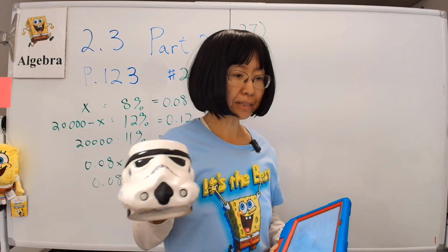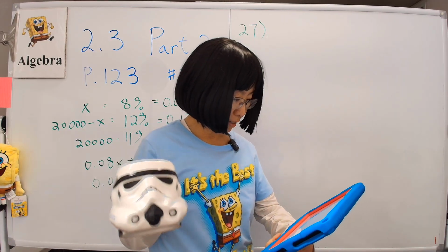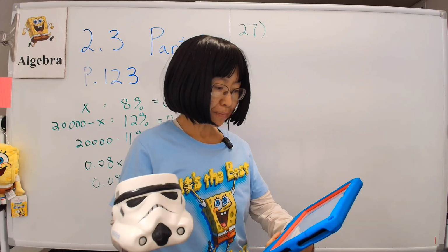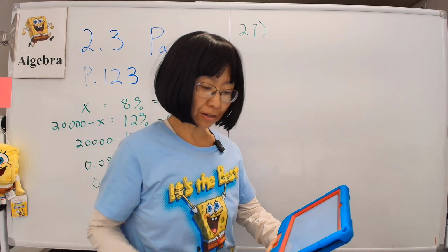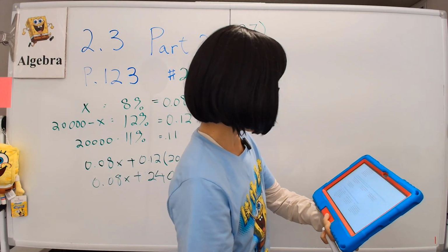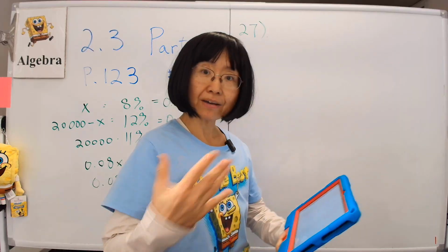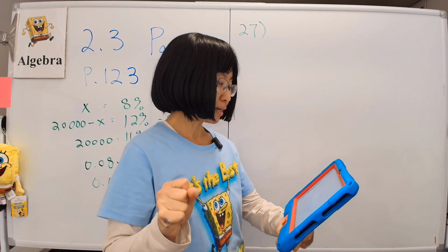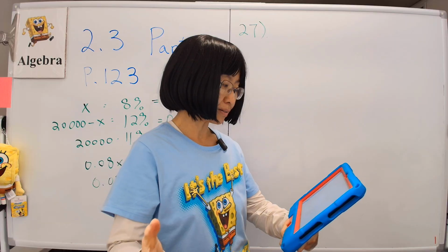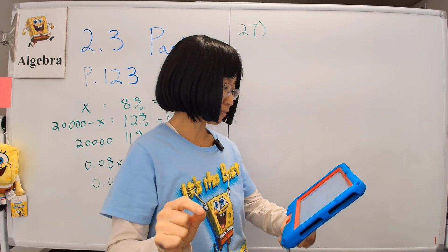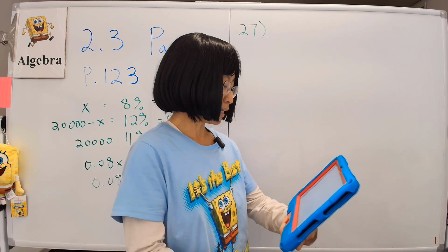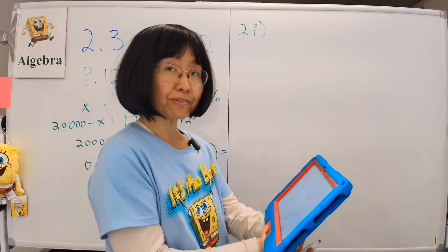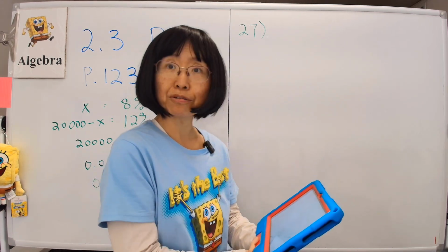So problem 27, we have some rentals. Plan A charges $75 per week, a $75 base charge plus 10 cents per mile. Plan B charges $100 per week plus 5 cents per mile. So here's the question. If Tim has to travel 300 miles, which plan would be cheaper?